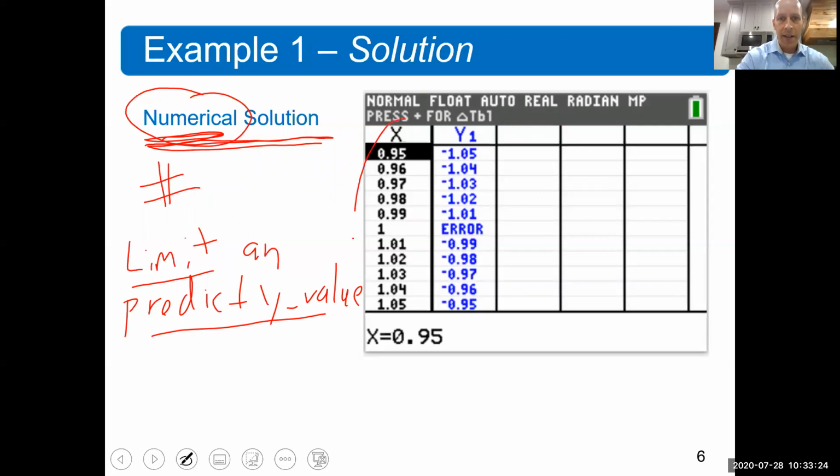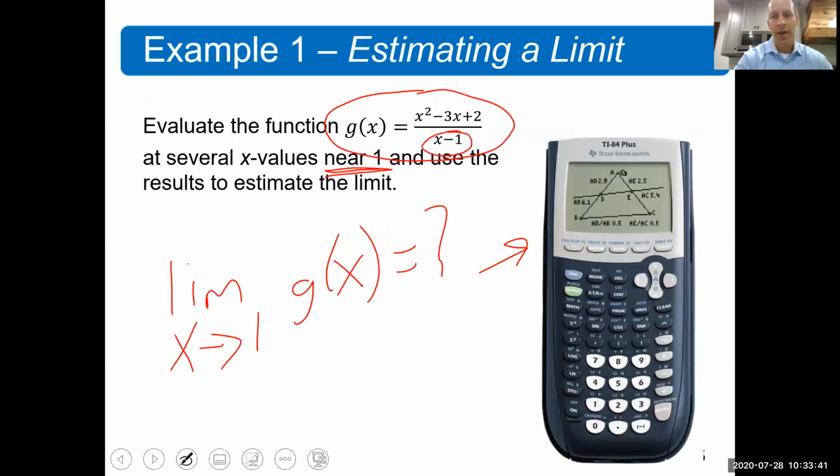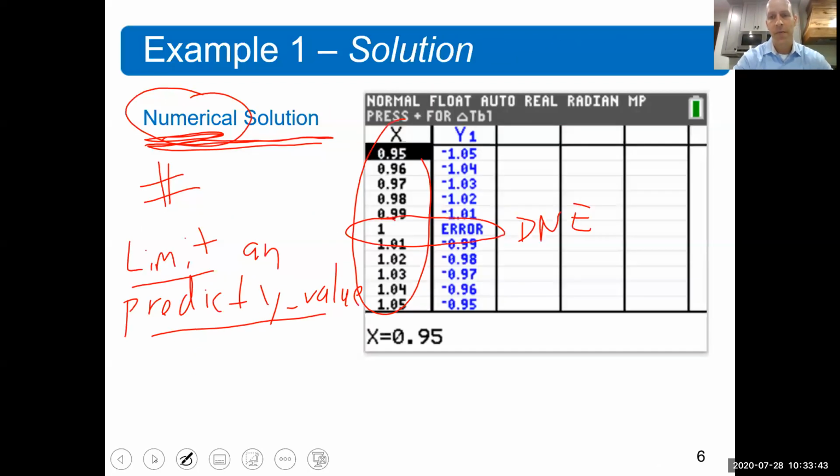So as x gets closer to 1, what I'd like you to notice is, what is the value of the function at x equals 1? Well, it says error. It's not really an error. The calculator can't do it. It doesn't exist. And the reason it doesn't exist is, when you plug 1 into this function, you're dividing by 0, which we know is not allowed.